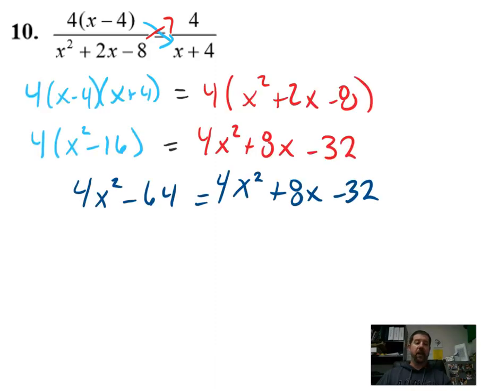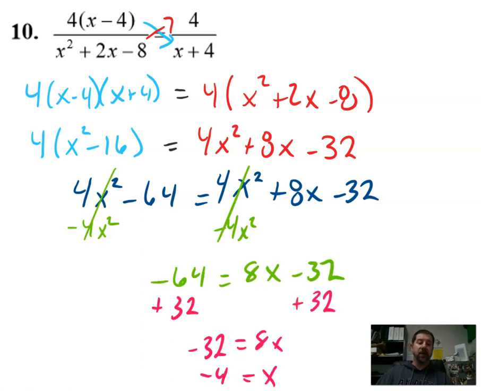All right, here's a halfway checking point. When you cross multiplied, you should have gotten 4x squared minus 64 equals 4x squared plus 8x minus 32. I now need to try to set it equal to 0. Lucky for us, the x squareds killed each other off, and so then I was left with a linear equation. I could solve for x, and I got x equals negative 4.